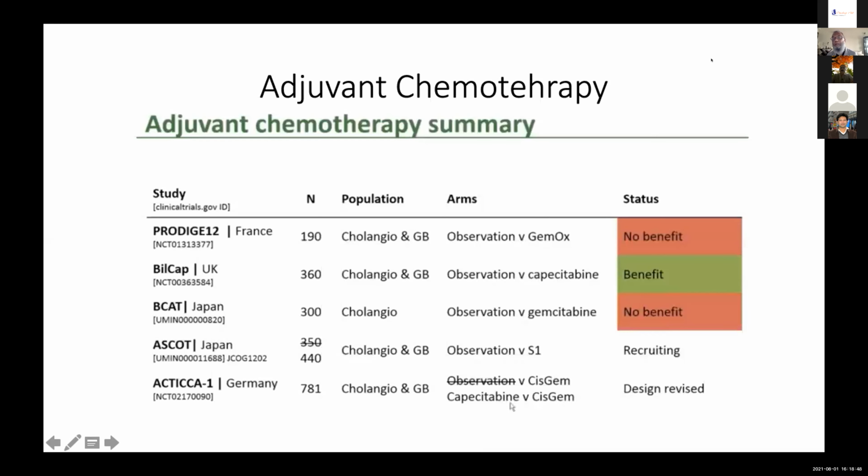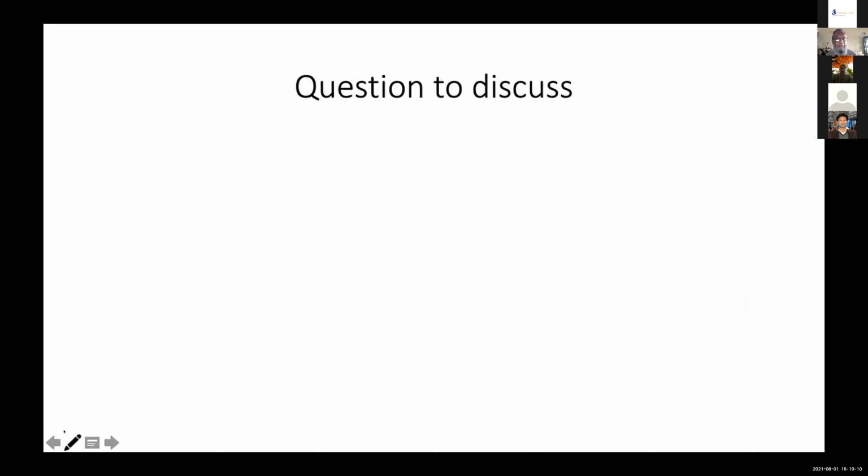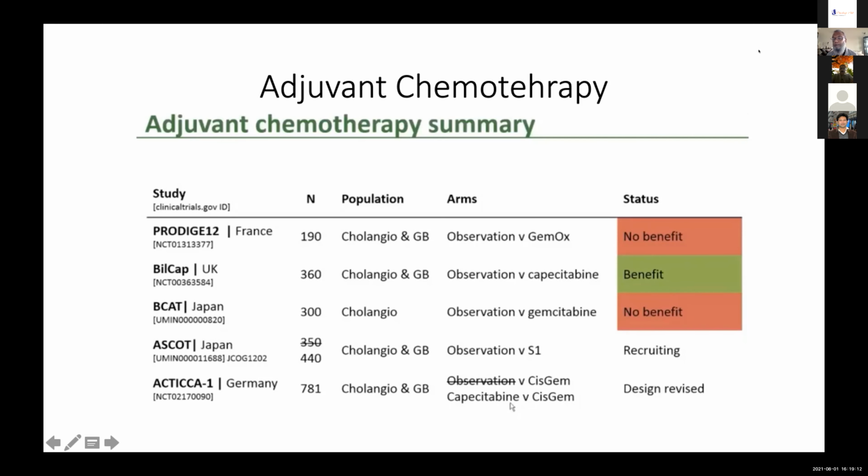But if you take a look at the adjuvant data, say all these trials, I mean, no great story. Even in this German study, they have changed the design to compare capecitabine with GemCis. So that is also really interesting, that is what we are waiting for. So with this type of situation, what is your comment?